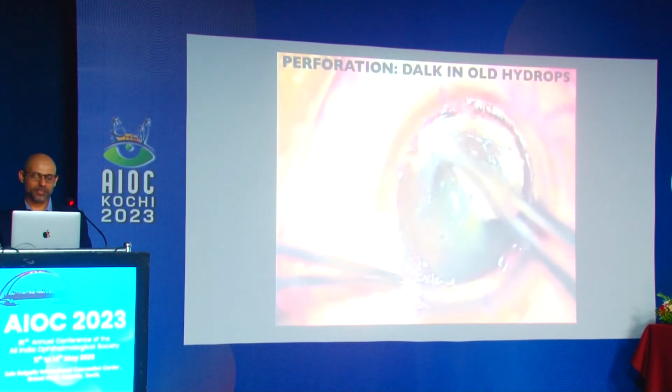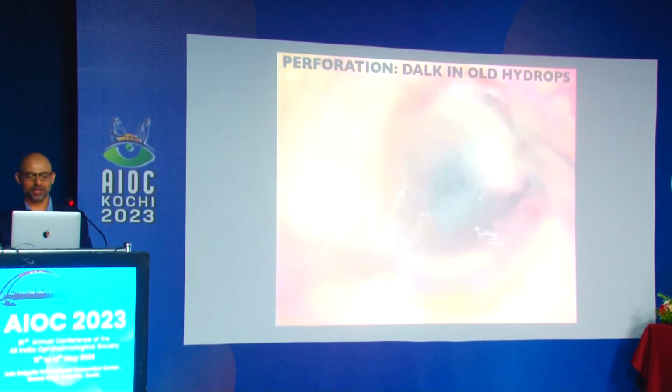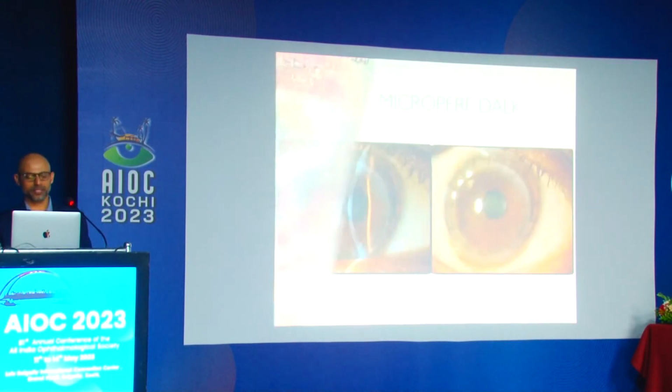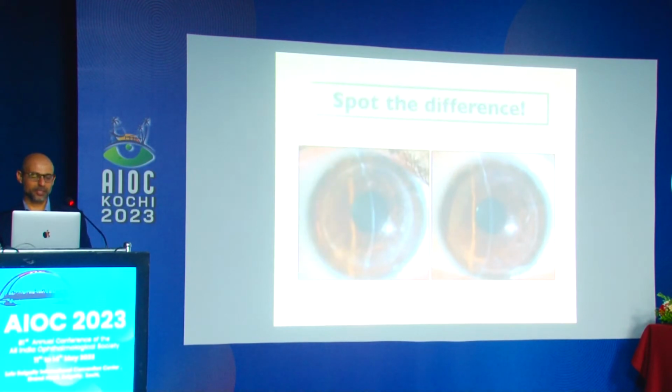So it's not that perforation doesn't occur if you're very vigorous. Sometimes, especially if it's an old hydrops, you can have it, but most of the time perforations can be salvaged in DALK to get good outcomes. And you can see this one patient has had a big bubble DALK and one has had a manual DALK, and both are looking equally good, clear interface and compact corneas.